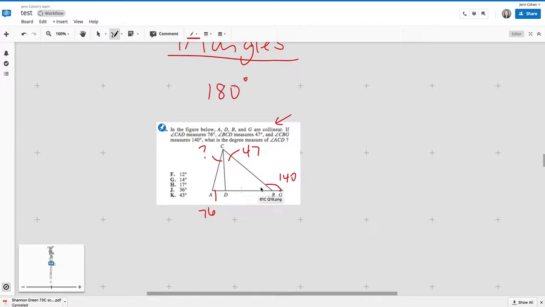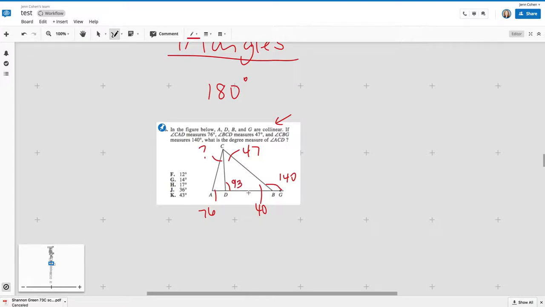So here, this angle will be 40 degrees because a straight line has 180 degrees and the angle on the outside is 140, so this remaining angle on the inside will be 40. That means that this angle, angle CDB, is going to be what is remaining with that triangle CDB. So it'll be 180 minus 40 minus 47, which is, I believe, 93.